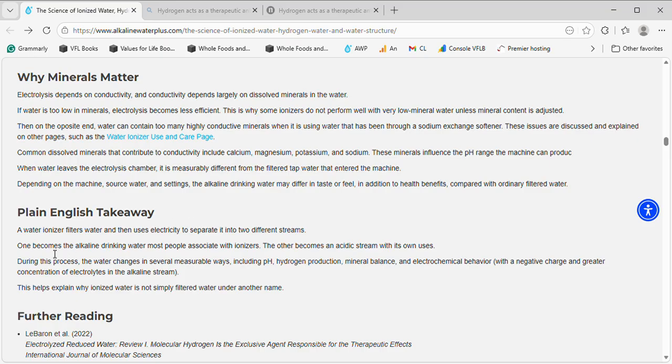So, in plain English, the water ionizer filters the water and then uses electricity to separate it into two different streams, one becoming the alkaline drinking water, and the other becoming an acidic stream with its own uses. During this process, the water changes in several measurable ways, including the pH, hydrogen production, mineral balance, and electrochemical behavior, with a negative charge and greater concentration of electrolytes in the alkaline stream.